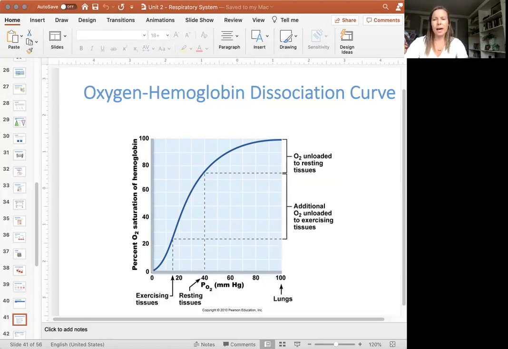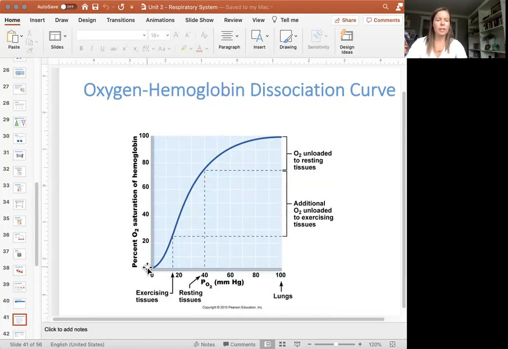I'll get back to that in just a minute, but I first want to show you the oxygen hemoglobin dissociation curve. On the x-axis, this shows you the partial pressure of oxygen, which is basically the amount of oxygen that's present. And on the y-axis, this tells you the percent saturation of hemoglobin. It makes sense, and you can see this on the graph, that the more oxygen that's present, the greater the percent saturation of hemoglobin.